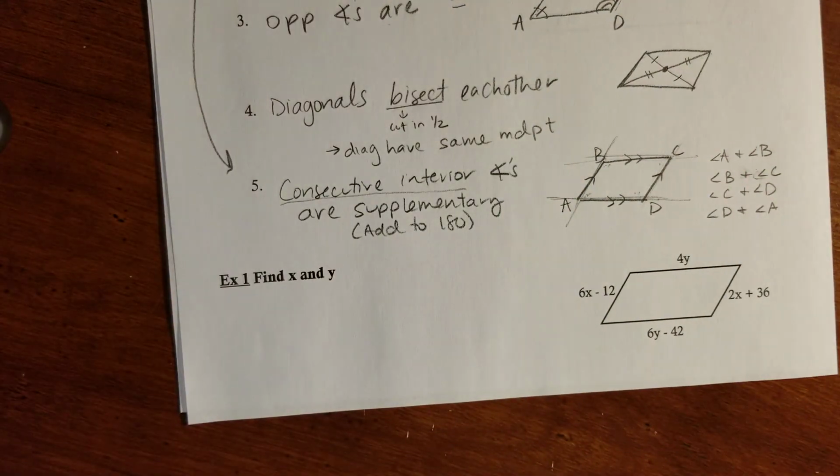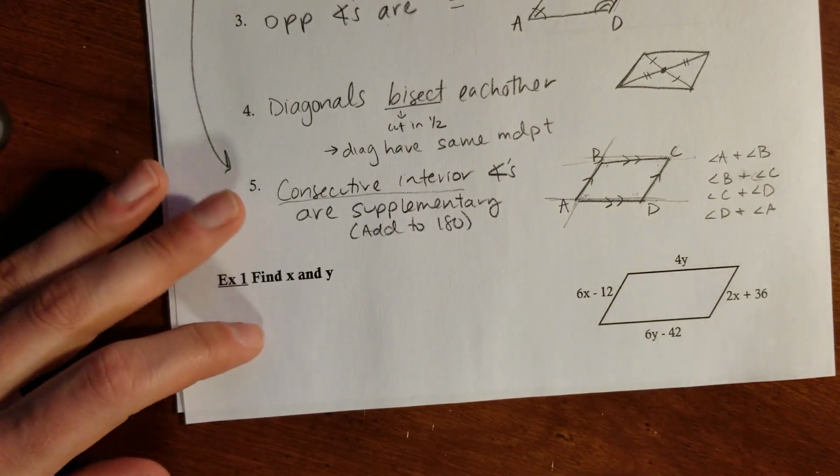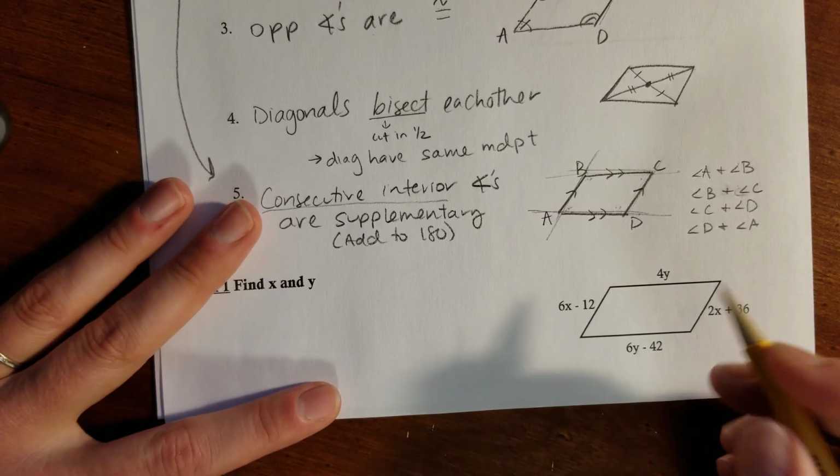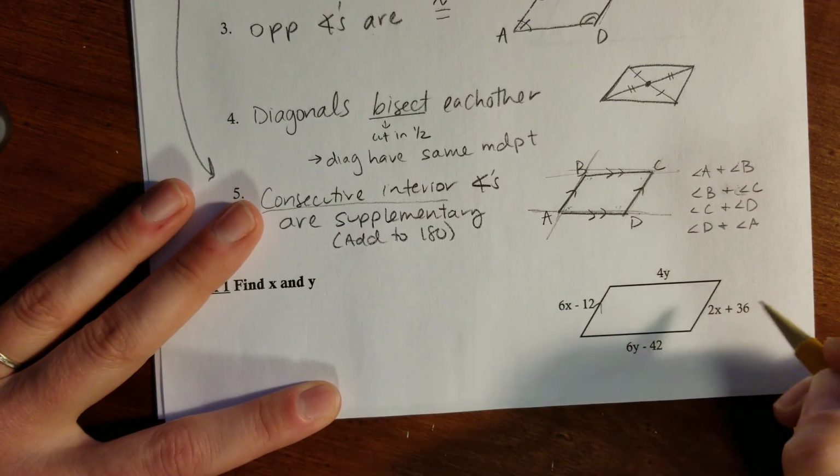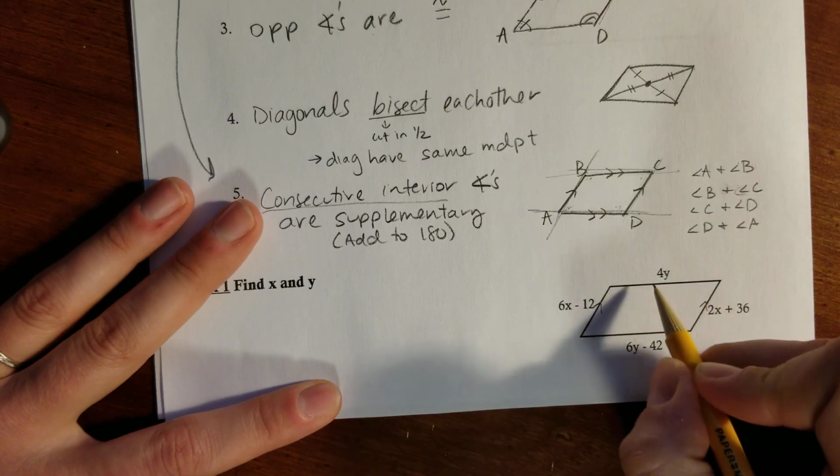So let's look at example 1. In example 1, we have a parallelogram. So it should have been marked parallel. I'm going to tell you it's a parallelogram, so I'm going to put my parallel marks on there.